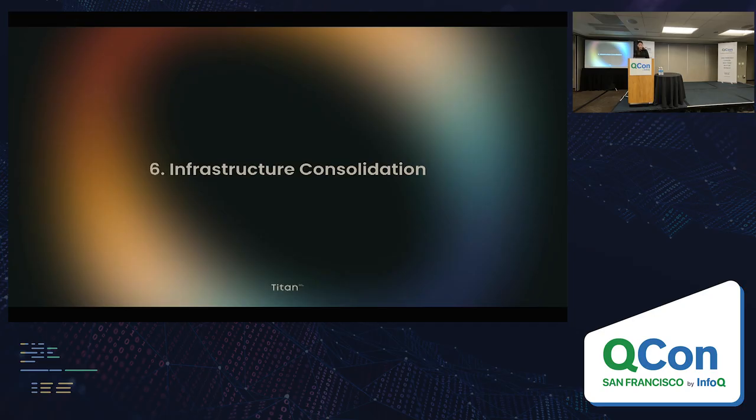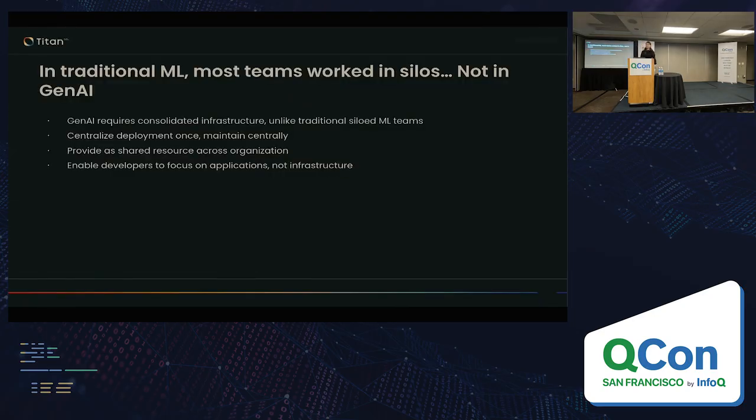Finally, I'm going to talk about infrastructure consolidation. In traditional ML, most teams actually work in silos still, unfortunately, which is they deploy their own model and they're responsible for deploying their own model.